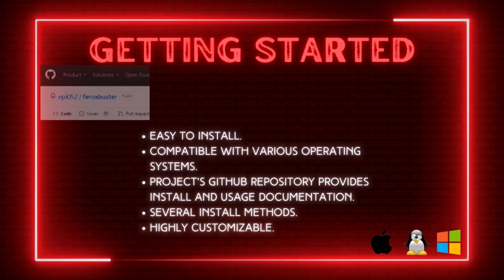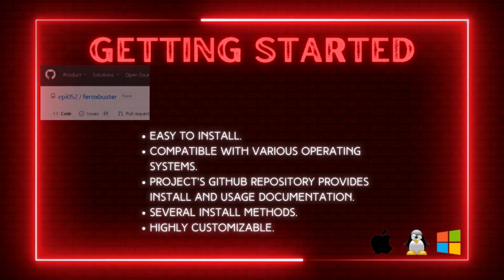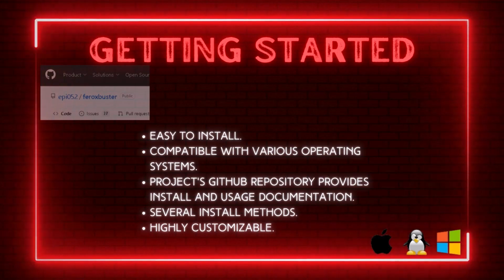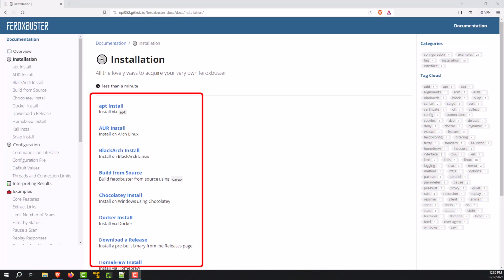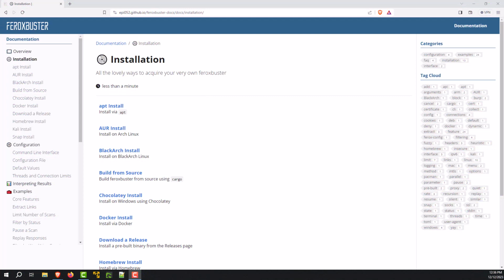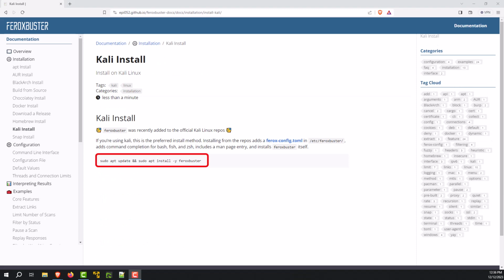The tool provides a range of options and flags that allow users to control the scan depth, specify word lists, and configure other parameters. As I noted earlier, there are several options for installing Feroxbuster. For the purpose of this demo, I will only be focusing on Kali. To install Feroxbuster on Kali, I would just run the following command shown in the documentation.